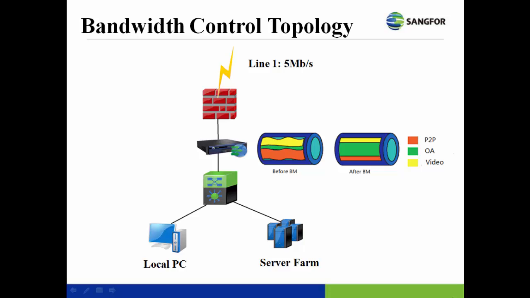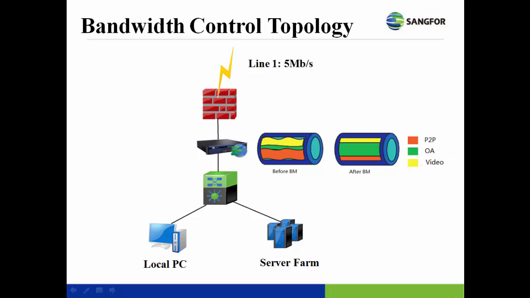The topology here shows the maximum bandwidth supported on the line is around 5 megabit for all internal users. Before the bandwidth control was deployed in the user environment, users complained that they were unable to surf the internet and had slow response. It is possible some other users consume most of the bandwidth watching video and P2P downloading.